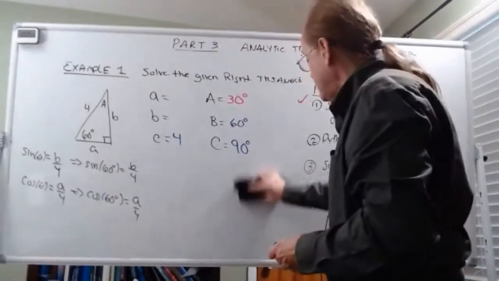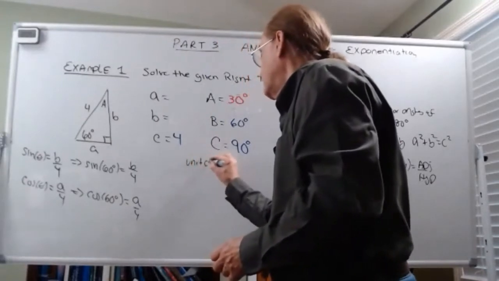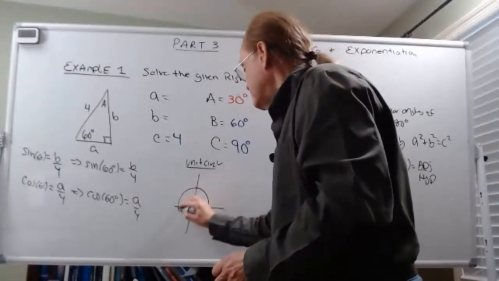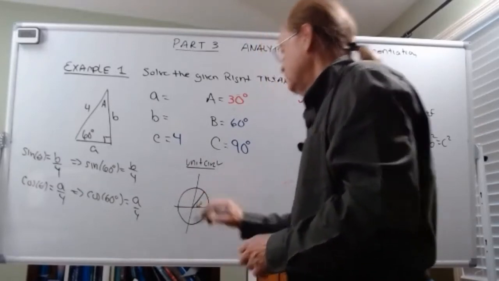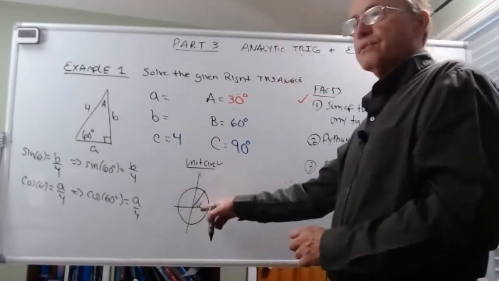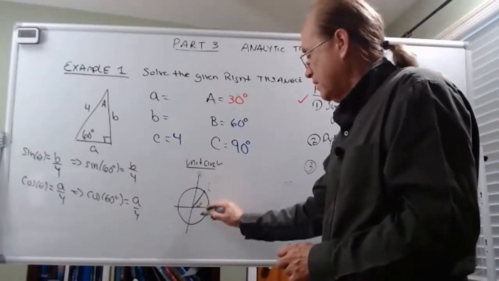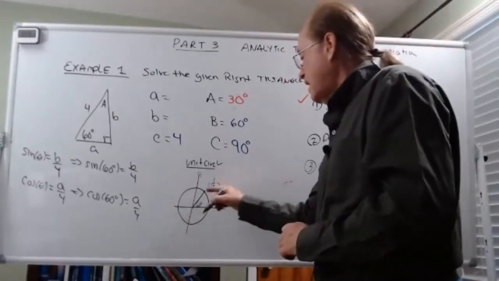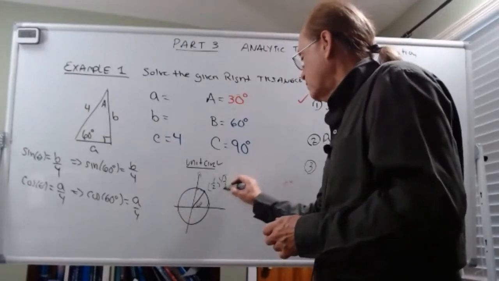Remember, I can go back to my unit circle. Say I go back to a unit circle and draw it over here, and let's put that angle here of 60 degrees. There's my angle, 60 degrees. What do I have over here? Well, the cosine is 1/2. That's the cosine of 60 degrees. And the sine is that length there, which is the square root of 3 over 2.